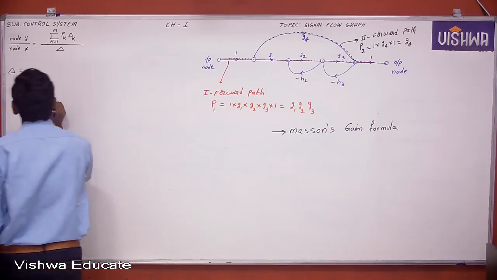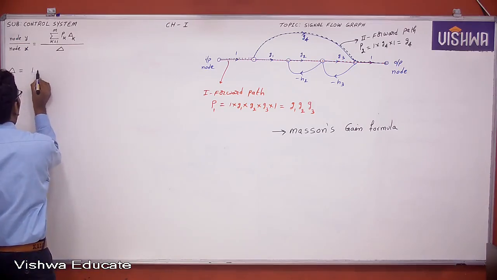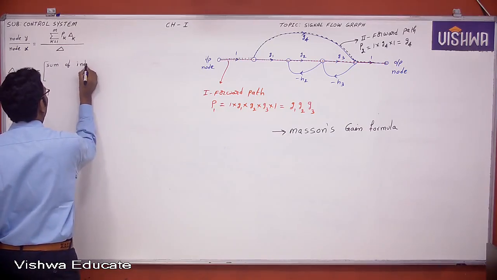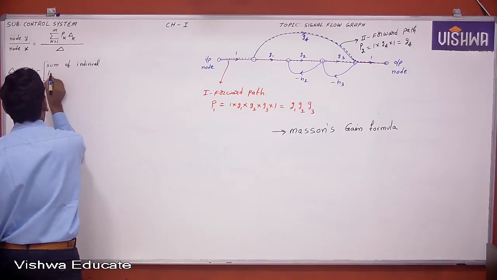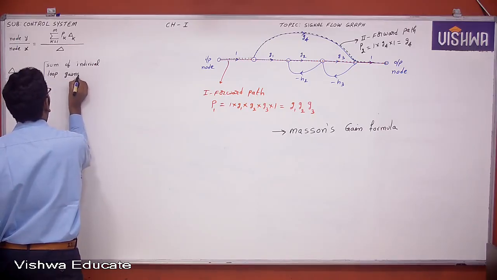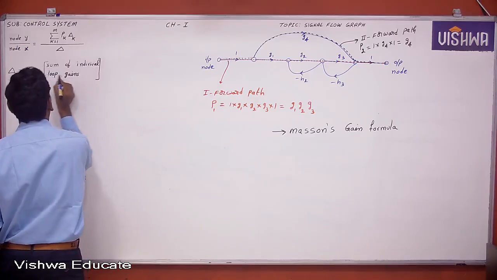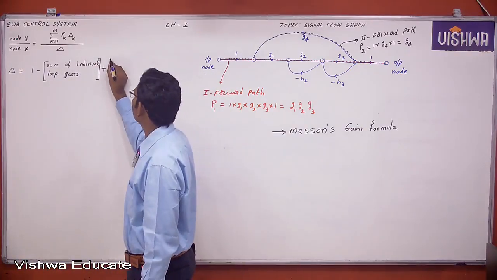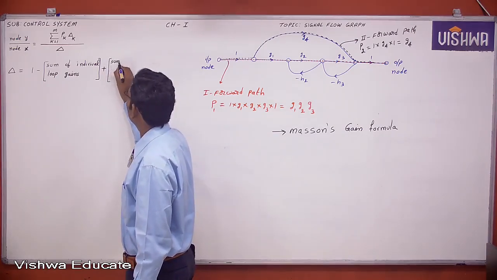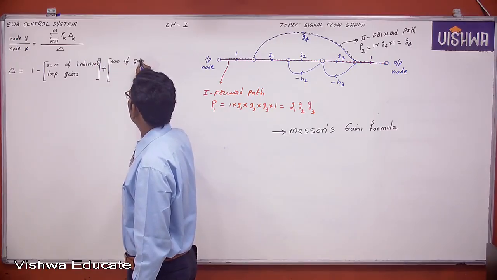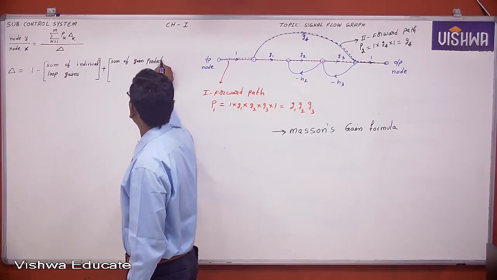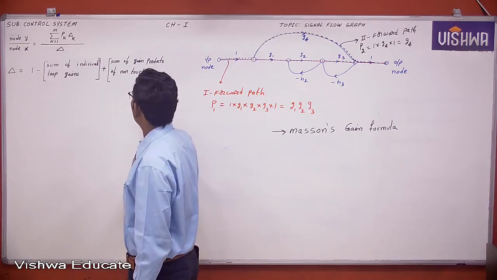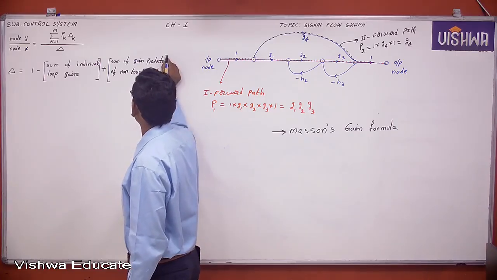Delta is equal to 1 minus the sum of individual loop gains, plus the sum of gain products of two non-touching loops, and so on. You know what is the meaning of non-touching.